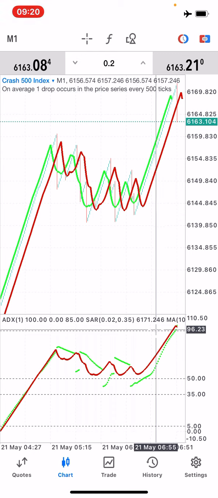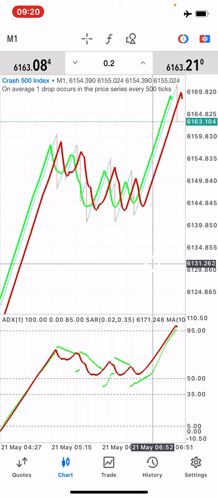So as usual, we'll go through the step-by-step process because I know there are traders who are completely new and they don't know how to do it. So we're gonna do the same thing as we always do.